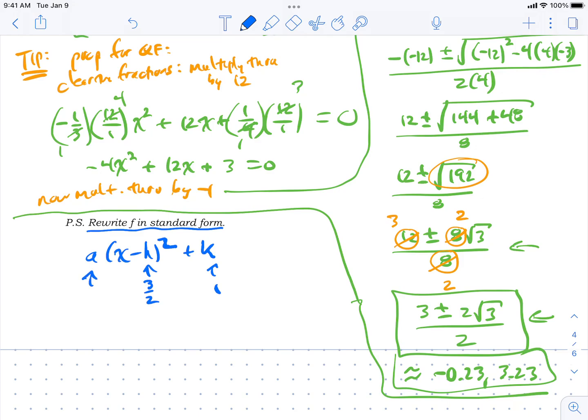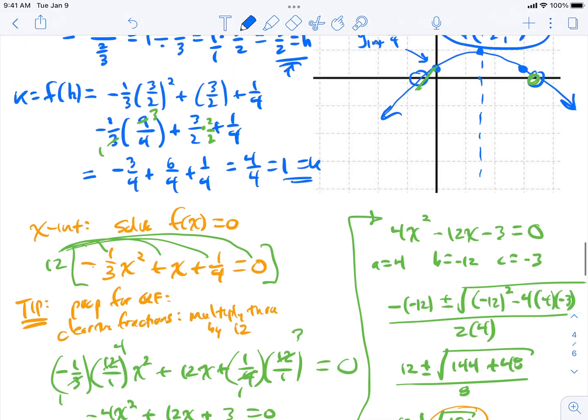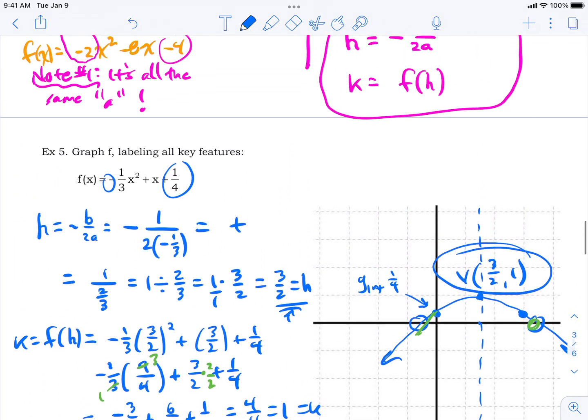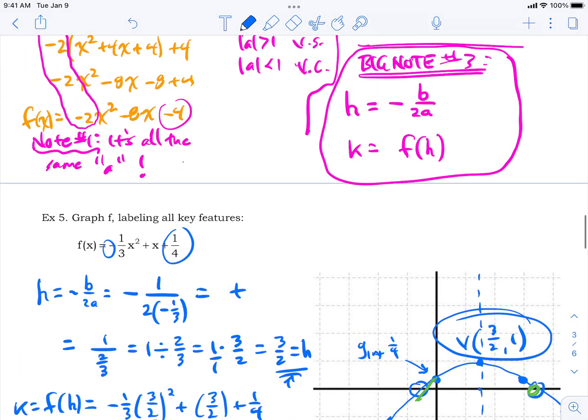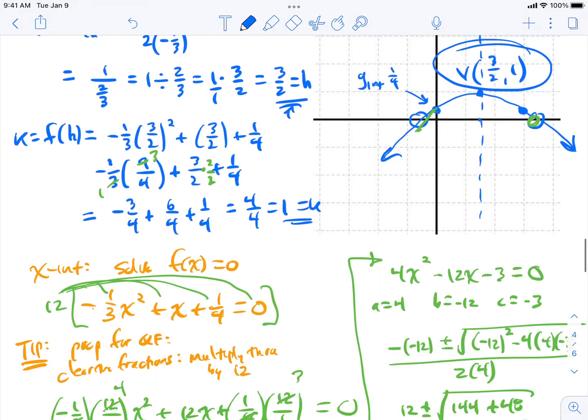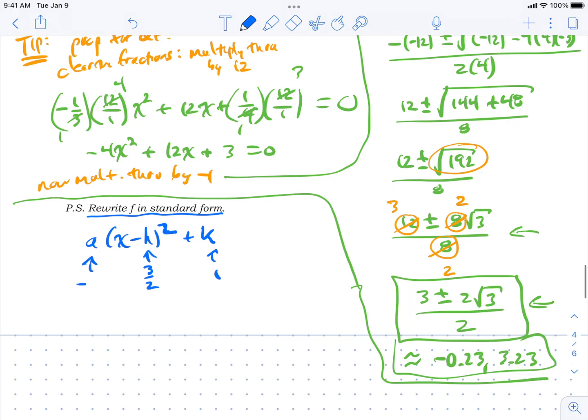And as for the a, remember the point on the previous page, it's all the same a, right? I was saying that over here, it's all the same a. Here's the a for this formula, negative 1/3. It's going to be the same a for this formula, negative 1/3. And so we actually, bada boom, bada bing, negative 1/3 x minus 3 halves squared plus 1.